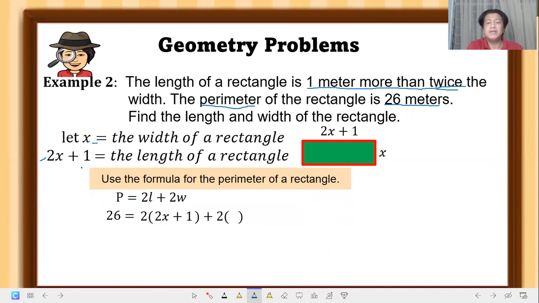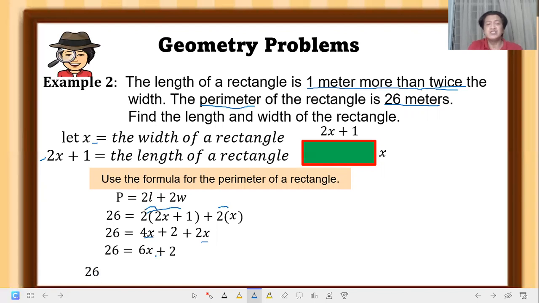Replace natin, then you are going to distribute first. What is 2 times 2x? That is equal to, i-copy natin yung 26. 4x yan. Then 2 times 1, 1 times 2, 2 yon. Then 2 times x, that is equal to 2x. Then you are going to combine like terms. 4x, pag in-add natin sa 2x, that is equal to, copy natin yung 26, 6x yan. Then bring down yung 2. Then you are going to combine letters by transposing.